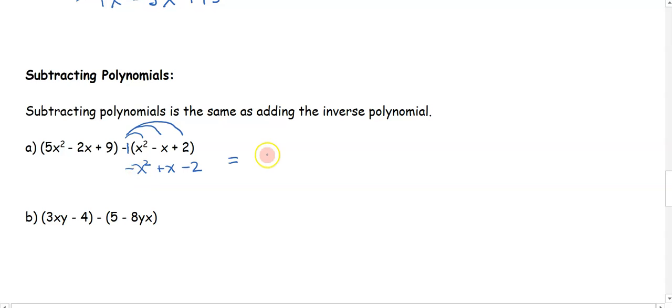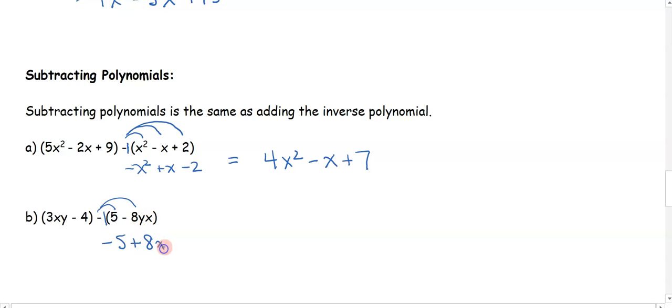5x squared minus x squared is 4x squared. Negative 2x plus x is negative 1x. I don't need to write the 1 coefficient. 9 minus 2 is positive 7. All right? So same thing here. I'm going to multiply in a negative 1. So I'm going to get minus 5 plus, and this is written yx.